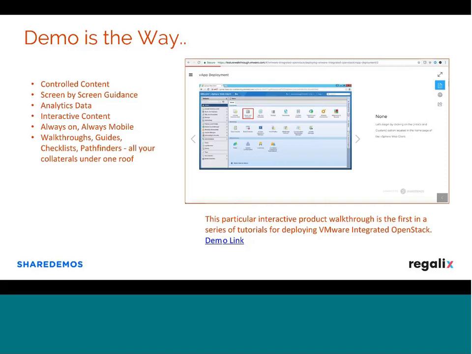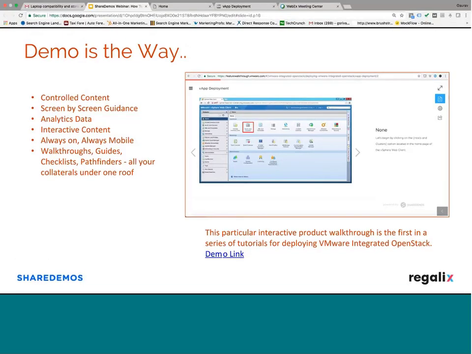Share Demos is a proprietary tool that Regalix owns, and a lot of our clients use it to narrate the complex stories that they have, complex infrastructure, complex technologies. This particular interactive product walkthrough, which I'm going to take you through just for your understanding, is a series of tutorials for deploying VMware Integrated OpenStack. So it's one of the VMware software products.